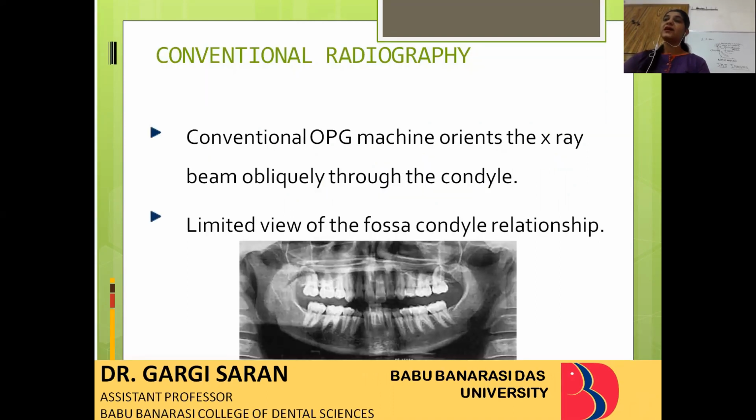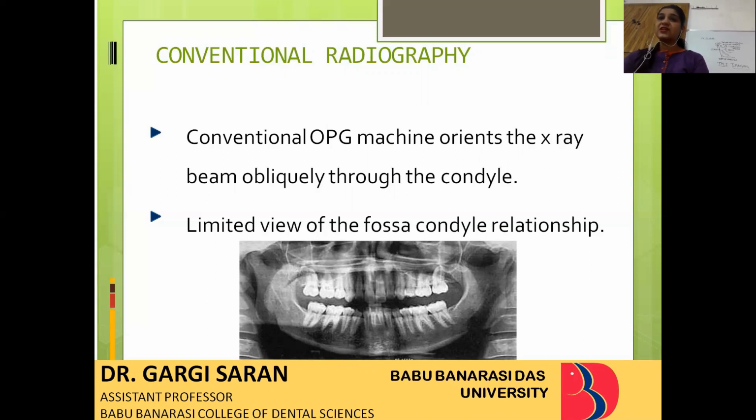Now, we are going to discuss TMJ imaging. What are the imaging modalities that are used nowadays to visualize the TMJ? Generally, TMJ components are visualized in an OPG or in conventional radiography. We will see the head of the condyle, the articular eminence, the bony structures, the joint spaces, and other supporting ligaments that hold the TMJ in its position.